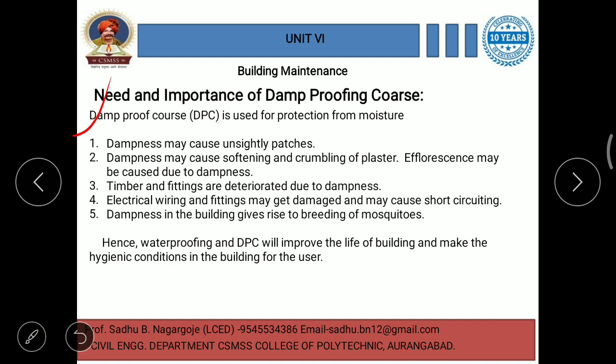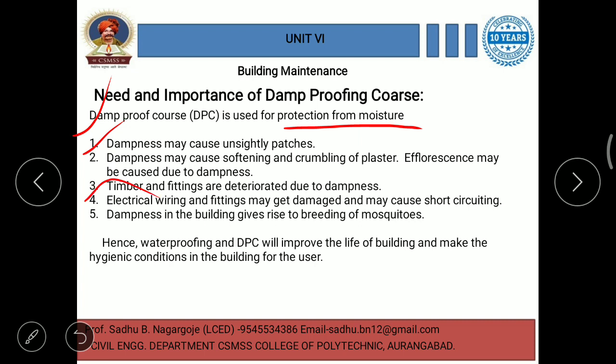Damp proof course or DPC is used for the protection from moisture, protection from the moisture which is coming to the building. Dampness may cause unsightly patches, dampness may cause softening and crumbling of plaster, and efflorescence may be caused due to the dampness.